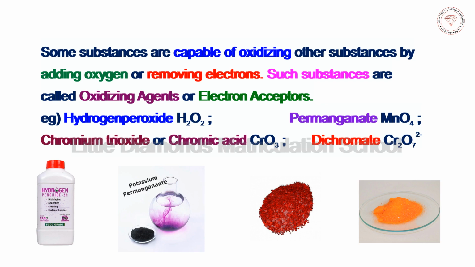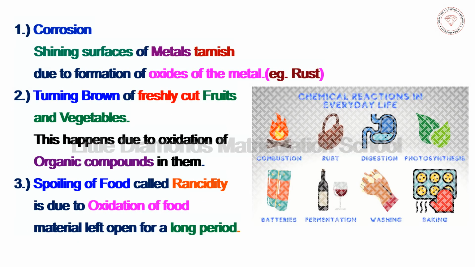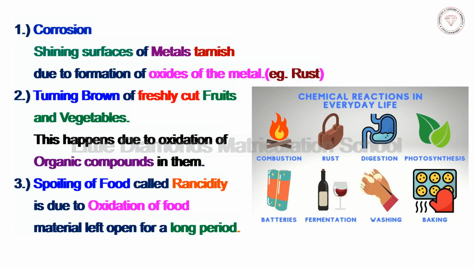Let us next see some examples of oxidation reactions in our daily life. Number 1, corrosion. Shining surfaces of metals tarnish due to formation of oxides of the metal. Number 2, turning brown of freshly cut fruits and vegetables. This happens due to oxidation of organic compounds in them. Number 3, spoiling of food, called rancidity, is due to oxidation of food material left open for a long time.